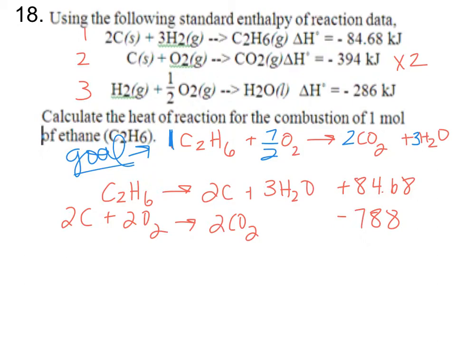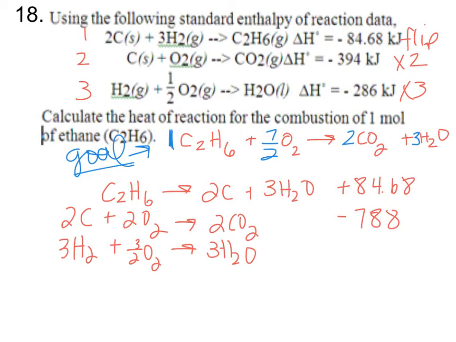And then my last equation, do I need it? I do, because I've got 3 waters in my product of the goal, and I only have 1 water in equation 3, so I'm going to multiply that one by 3. So I'm going to get 3H2 plus 3 halves O2 gives us 3H2O, and when I multiply that by 3, I get negative 858.